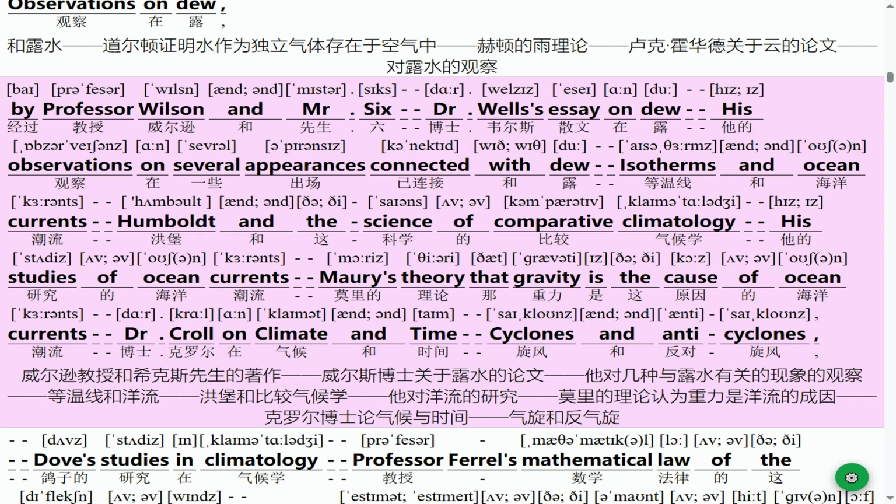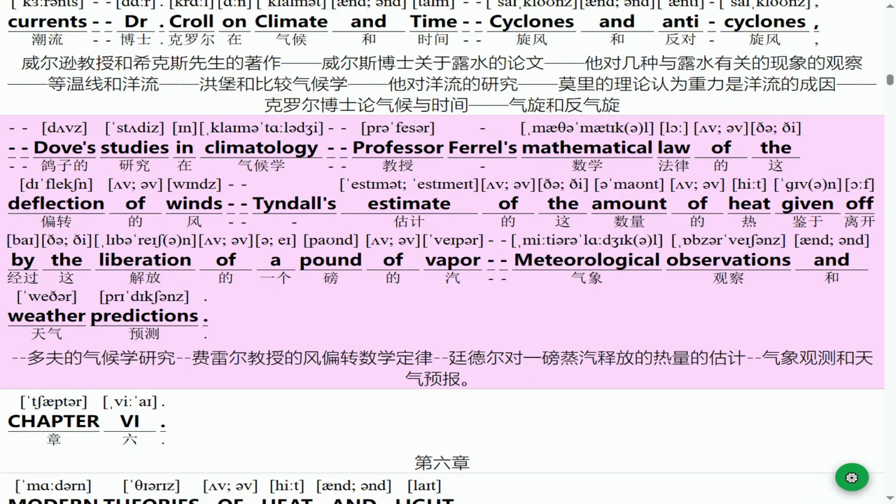Dr. Kroll on climate and time, cyclones and anticyclones. Dove's studies in climatology. Professor Ferrel's mathematical law of the deflection of winds. Tyndall's estimate of the amount of heat given off by the liberation of a pound of vapor. Meteorological observations and weather predictions.